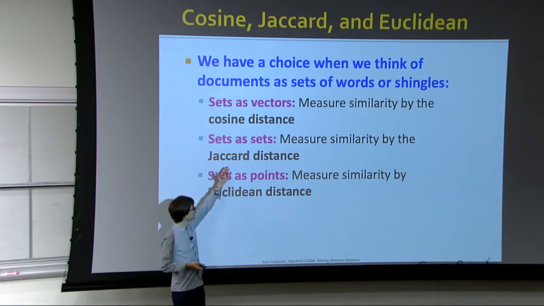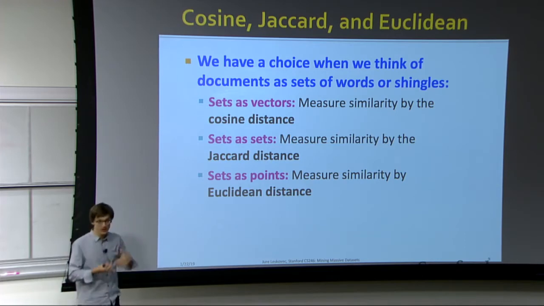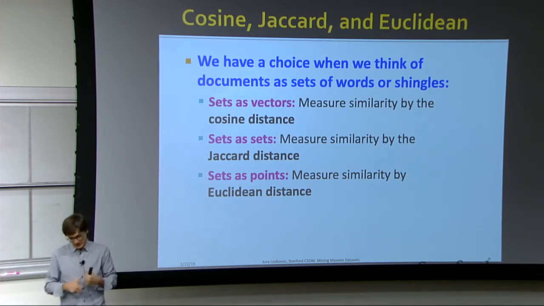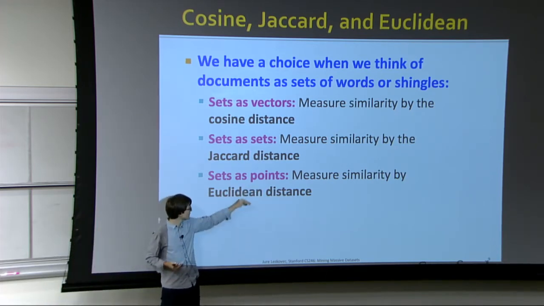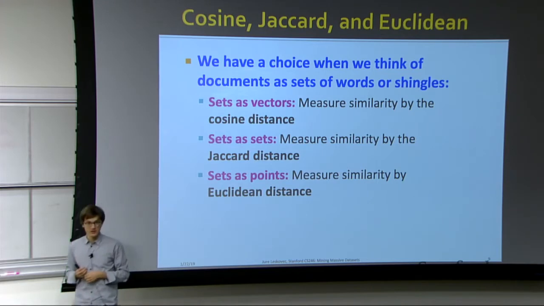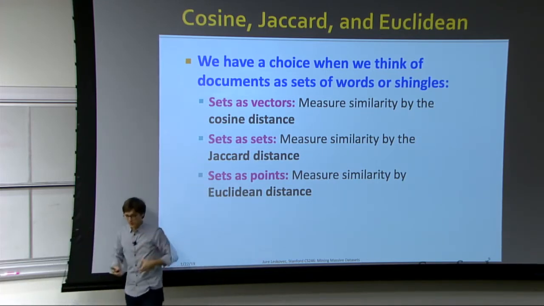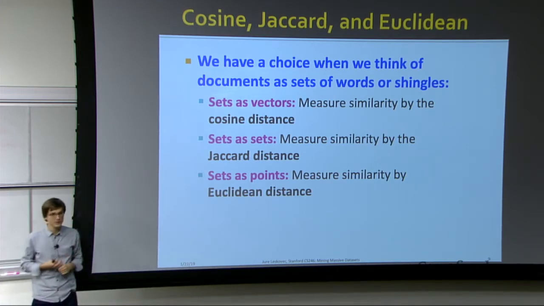If I think of my objects as sets, sets of customers, I can use Jaccard distance to say what fraction of customers the two CDs have in common. And if I think of this as points in Euclidean space, I can then measure Euclidean distance. So depending on how I think of my objects that I want to cluster, I will choose a different similarity function or a different distance function.